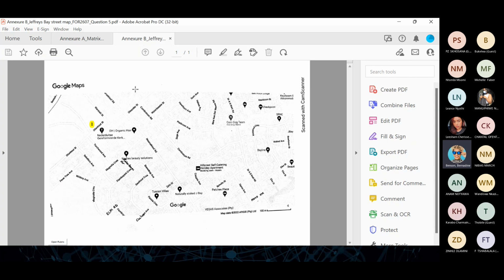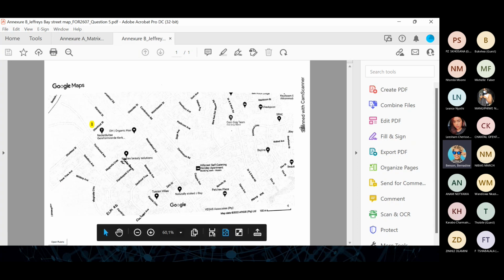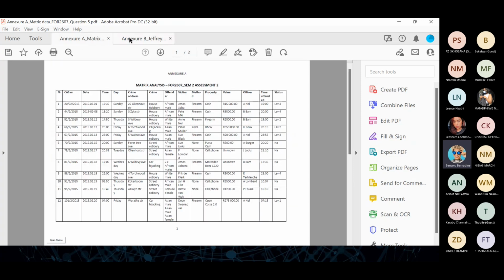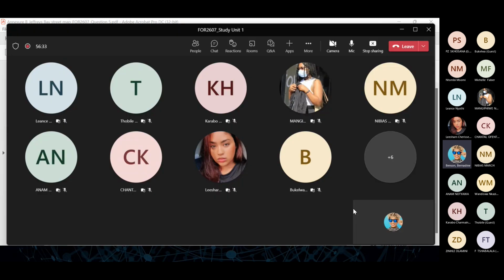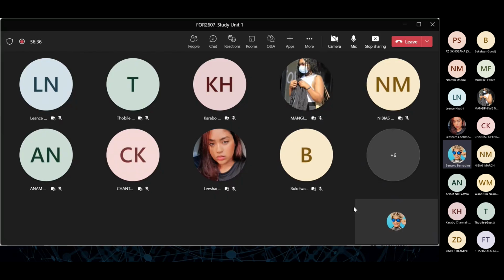And when you are done, you can do this in any way you want to. But when you are done, you will be able to see all 20 incidents on this map. And then there are going to be questions based on what it is that you are seeing. Okay? Are you all good with that? Are you all comfortable with that?